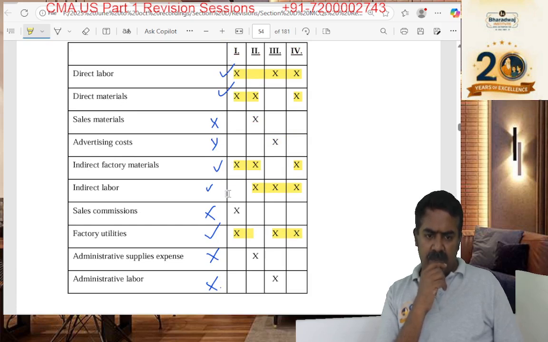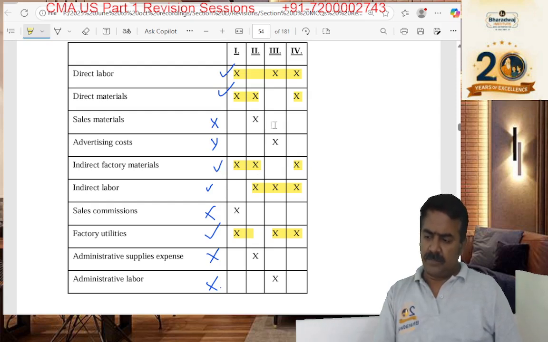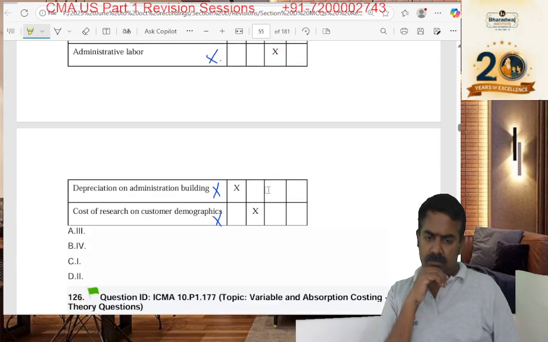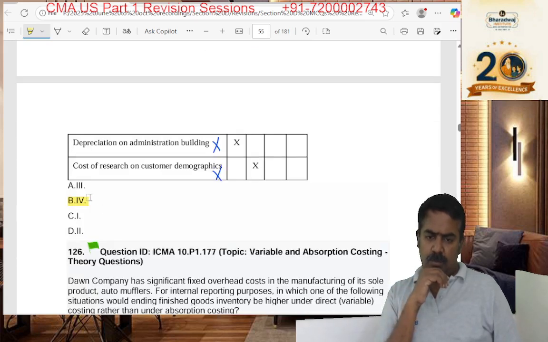Why not the first one? Indirect labor you should have included, but it is not included. That cannot be the option. Answer is the fourth one.